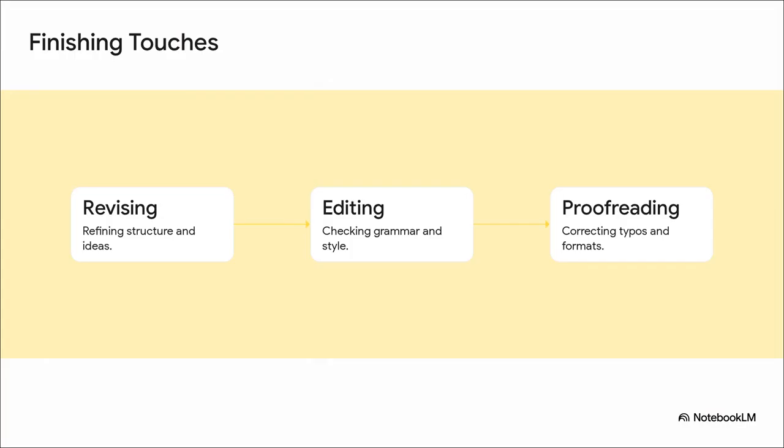These final steps are incredibly specific. Revising is where you tackle the big picture, refining your overall structure. Editing zooms way in on sentence style, stripping away informal colloquialisms, confusing jargon, and tired cliches. And finally, proofreading is your absolute last pass to fix typos and formatting.